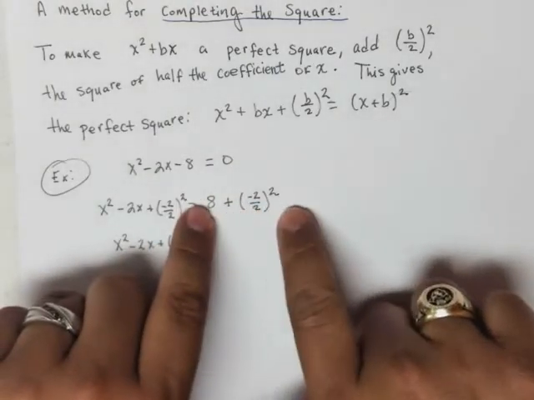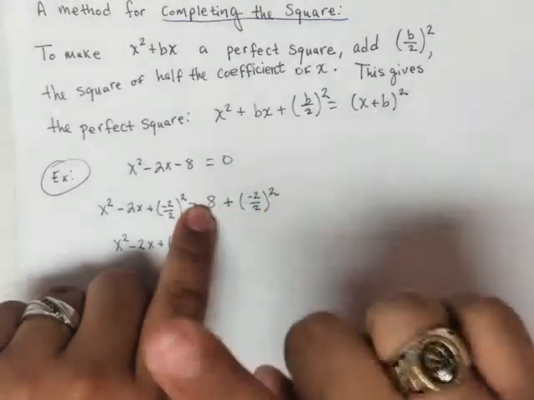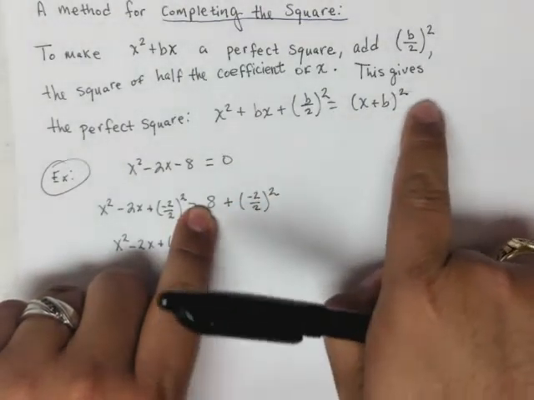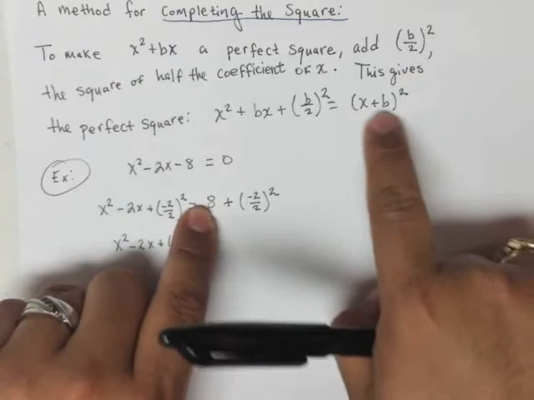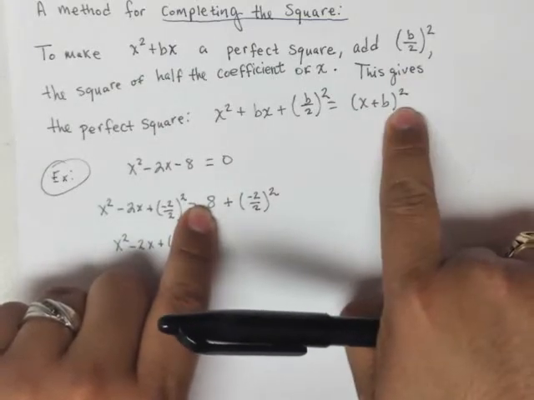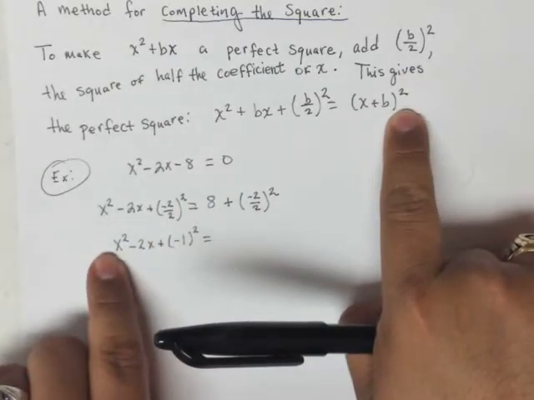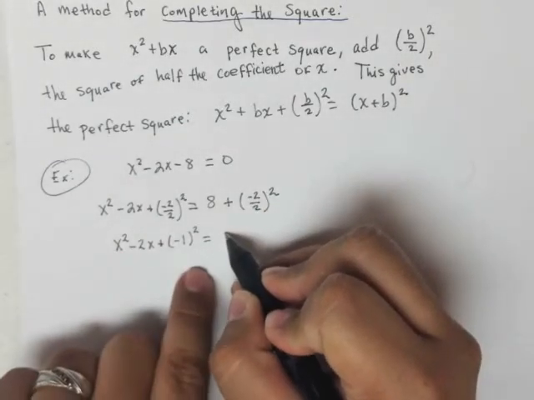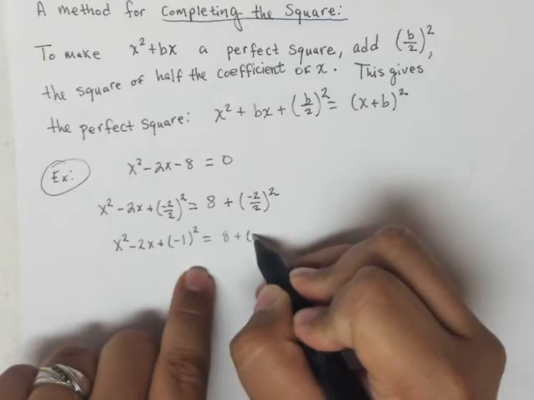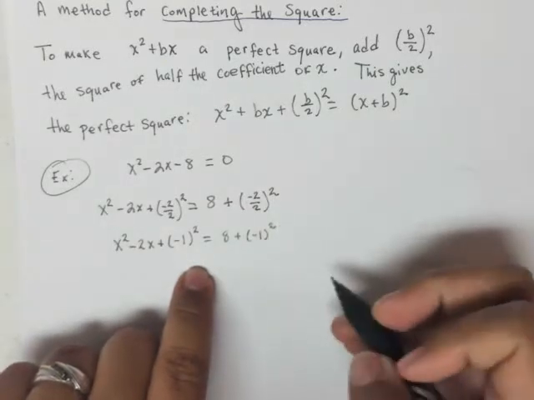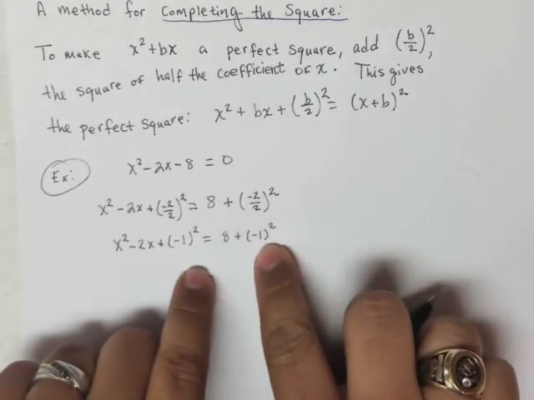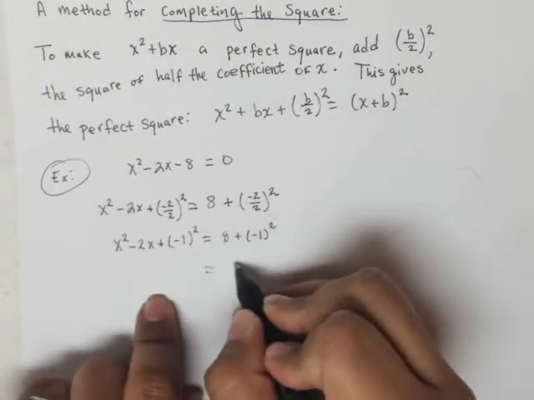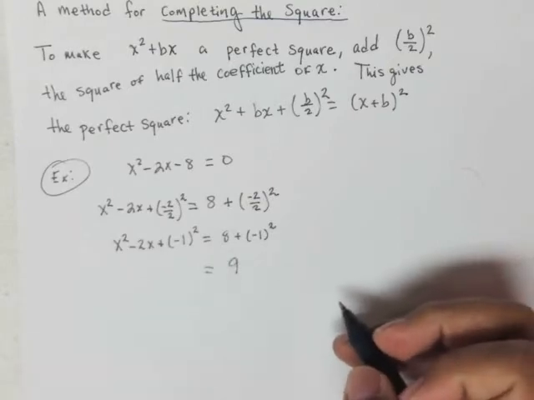But let's go ahead and simplify the right hand side. What I need you to understand for a minute is that this right hand side is not the equivalent of the left hand side. It is actually the transformation of the left hand side. So let's take a look at it in practice. We have 8 plus (negative 1) squared. Negative 1 squared is 1, and 8 plus 1 is 9. So I'm going to write 9 right there.